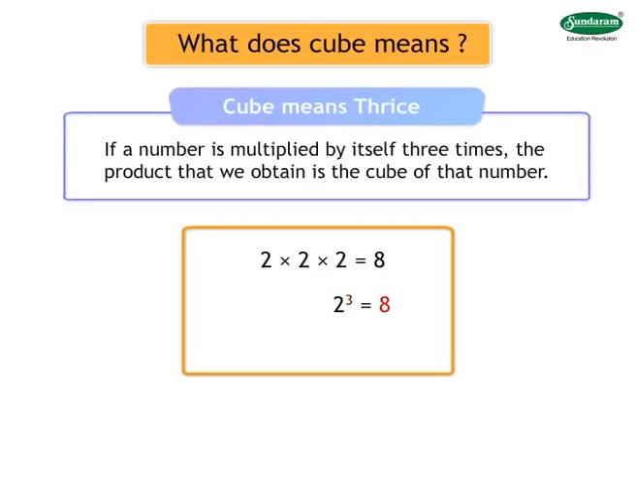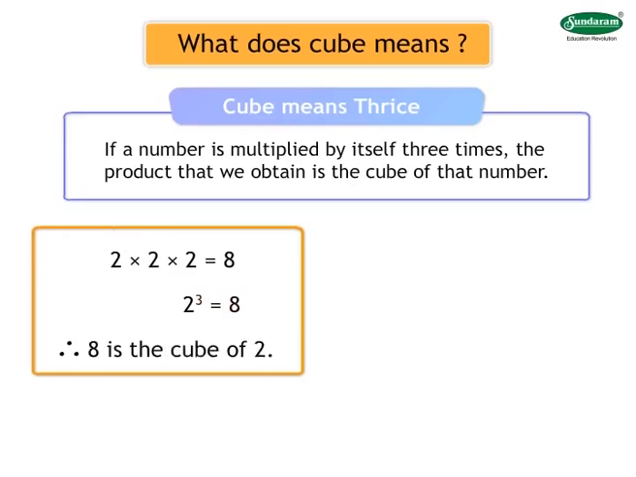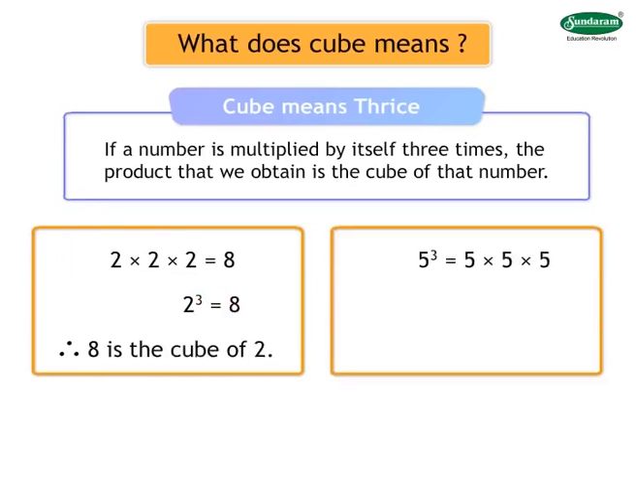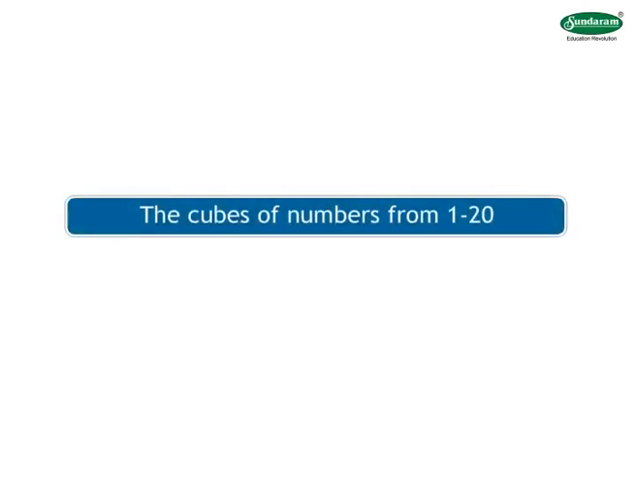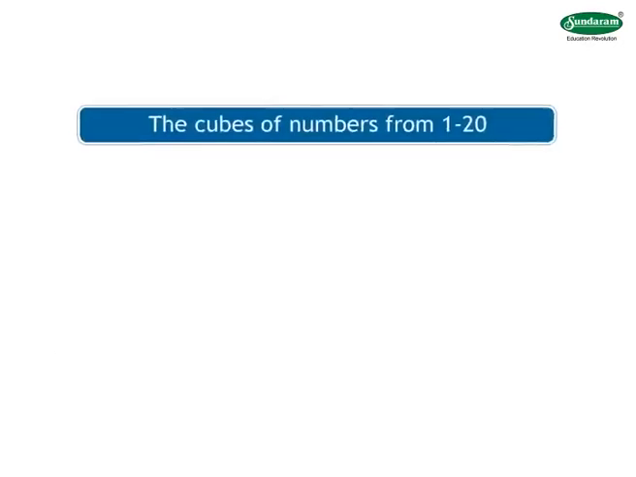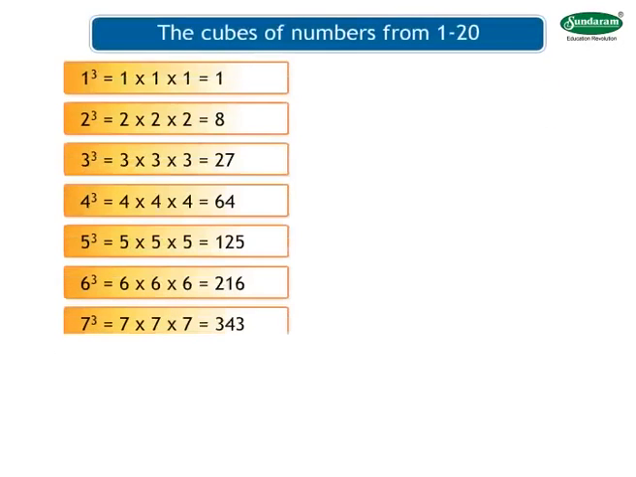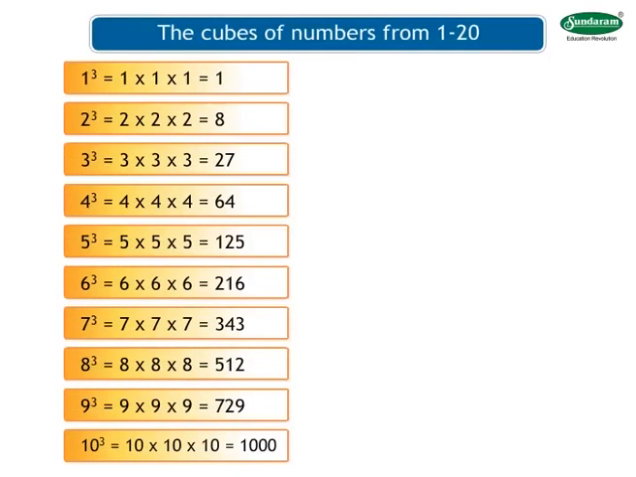And the product 8 is the cube of the number 2. In other words, 8 is the cube of 2. Similarly, 5 cube is equal to 5 into 5 into 5 is equal to 125. Therefore, 125 is the cube of 5. Now let us learn the cubes of numbers 1 to 20. This will help you to solve the exercises easily.